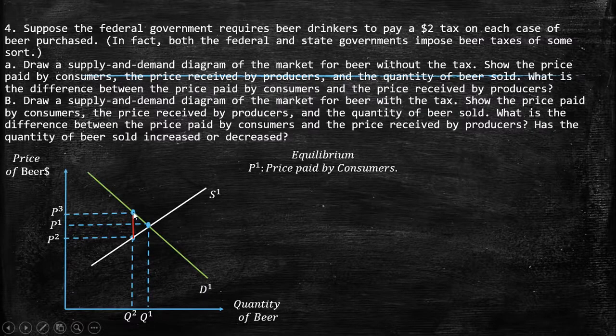So what is the price that the sellers are going to receive? It's going to be P2. So what is the difference between the two? It's going to be P3 minus P2, which is equal to $2, which is the tax.